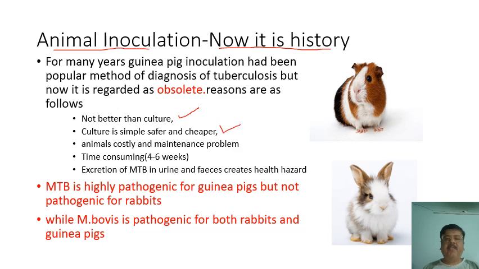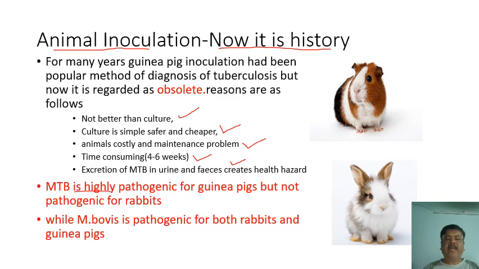Animal inoculation means we have to maintain the animals and an animal house, which is very costly. Purchasing the animals is also costly. It is against the animal ethics guidelines. It is time consuming: once the animal is inoculated, we have to wait for 4 to 6 weeks. And excretion of Mycobacterium tuberculosis creates a health hazard to the laboratory workers.